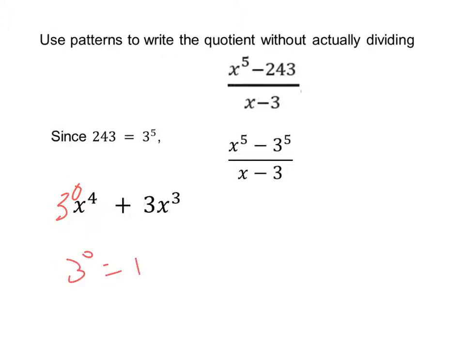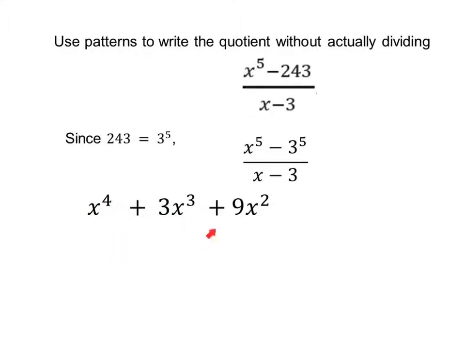So 1 times x to the 4th is x to the fourth. Now you can see that the power of 3 starts from 0, goes to 1, and the next one is going to 2, which is 9. So this is what I was saying: we have 3 to the power of 0, 3 to the power of 1, 3 to the power of 2. The exponent of 3 is increasing, whereas the exponent of x is going down.